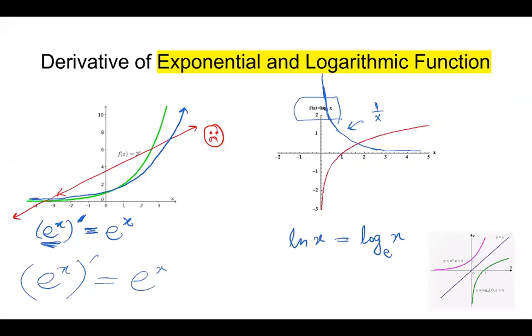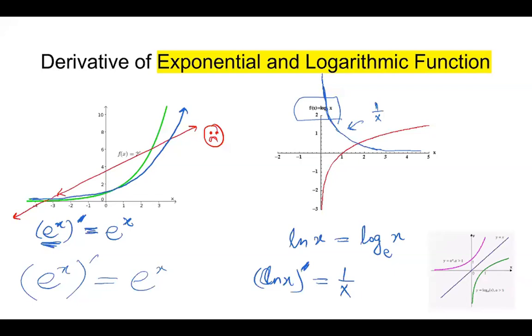It has another name. It is also called hyperbola. Okay, 1 over x is a special case of hyperbola. But you don't have to know this for now. So that means if you have ln x, let me simply write down the rule. The derivative of ln x is equal to 1 over x.